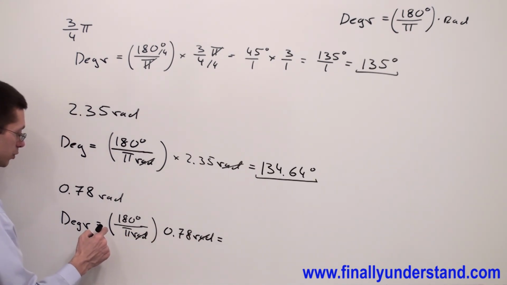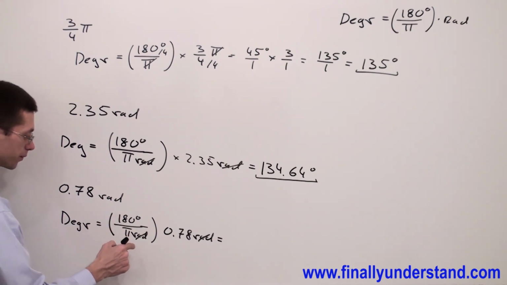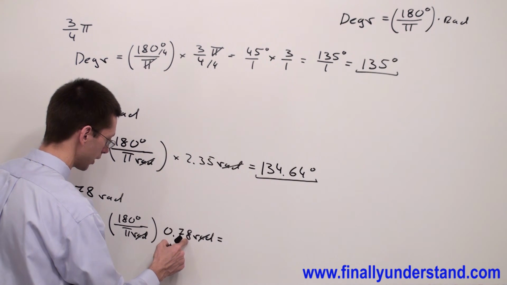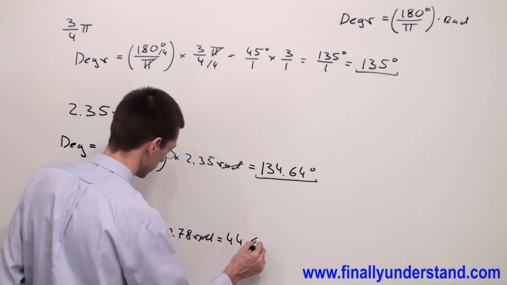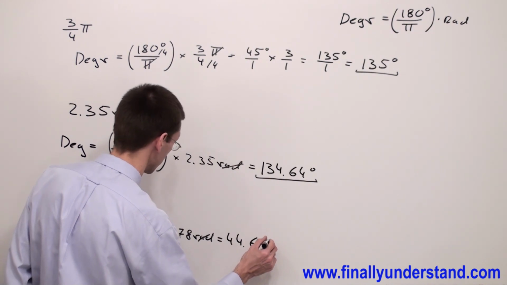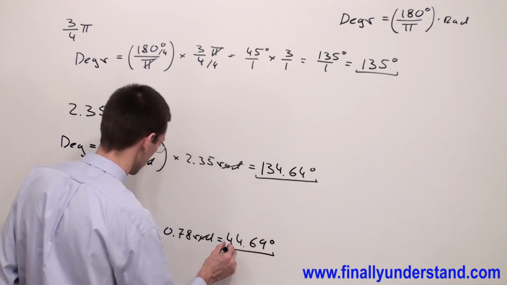And simply type into the calculator 180 divided by pi times 0.78. You're supposed to get 44.69 degrees. And this is the solution to my problem.